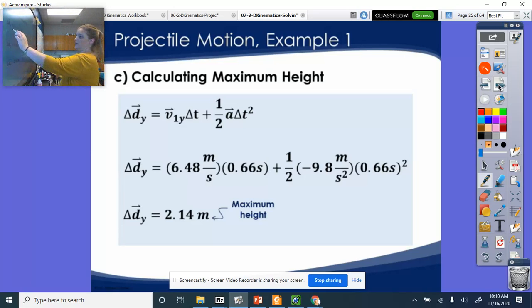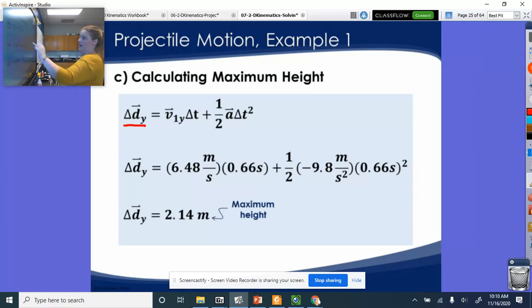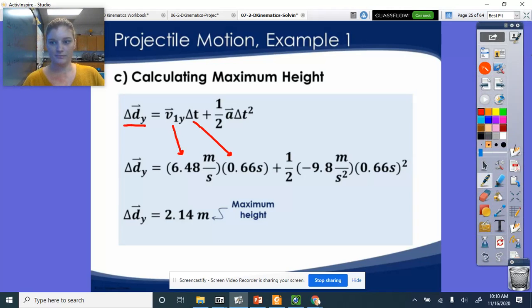So trying to figure out, we're solving for our displacement in the y. I already have my starting velocity in the y direction. I calculated my time. My acceleration is due to gravity. So I can just plug all those in and get my displacement in the y. And remember, that's at half time. So the highest that I've gone in the y is going to be 2.14 meters. It's the peak of my curve. And then I'm just going to head straight back down.